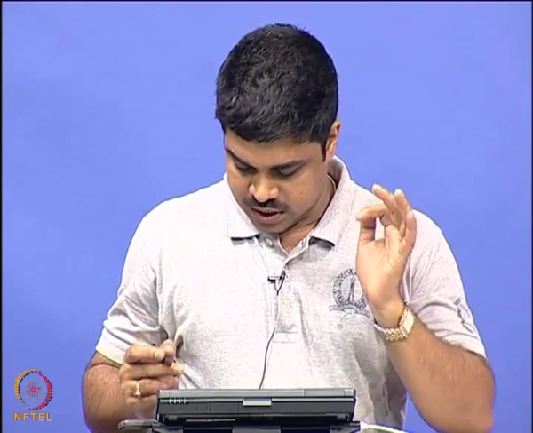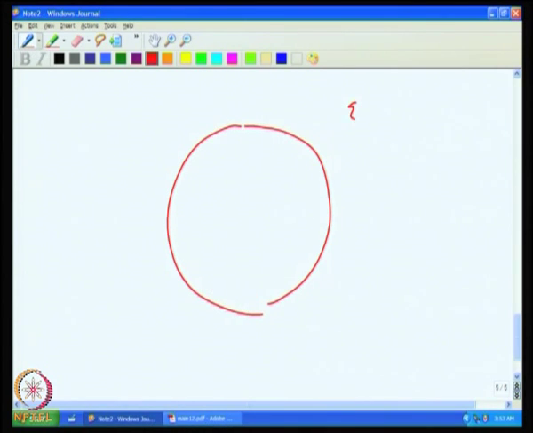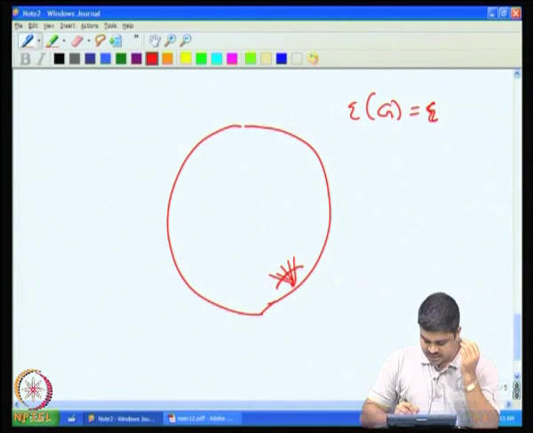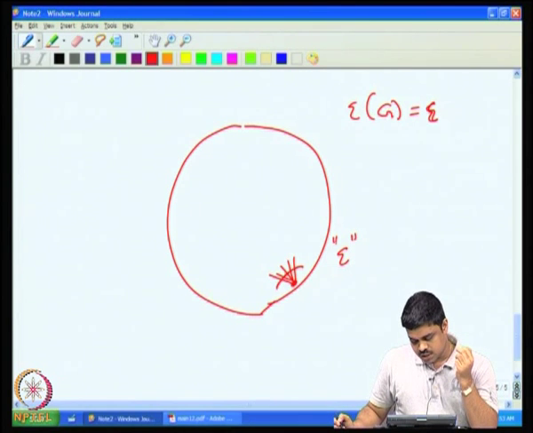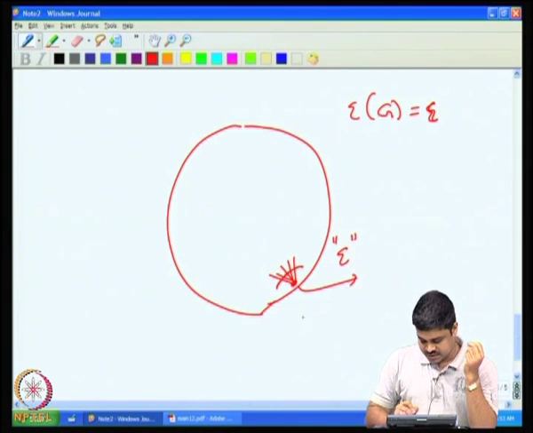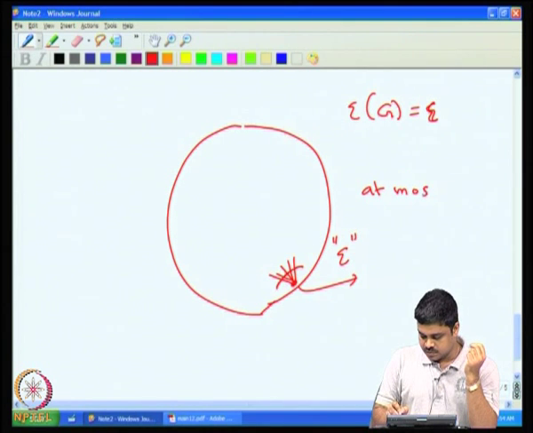So, how will we do that? The method is like this. Here is a graph, and its epsilon of G is equal to epsilon. Now, we pick up a vertex whose number of incident edges is at most epsilon. Now, what can you do? You remove that vertex. When you remove that vertex, how many edges are removed? At most epsilon.